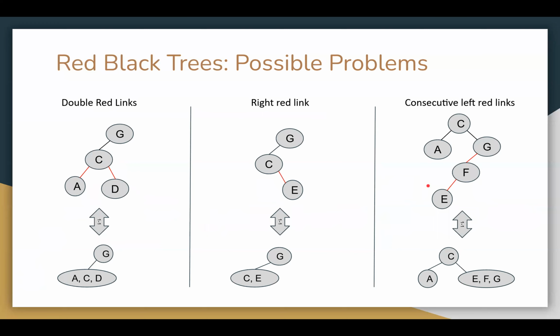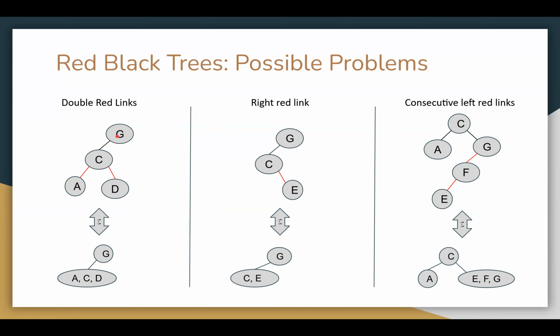However, there are some possible problems that can arise when we're inserting new nodes into red-black trees, right? So we've got the double red link problem, the right red link problem, and the consecutive left red links problem. I'm going to go through each of these as well as the cascading balance problems that y'all saw in lecture. So first of all, why is double red links a problem?